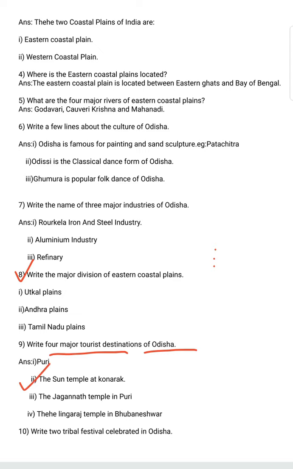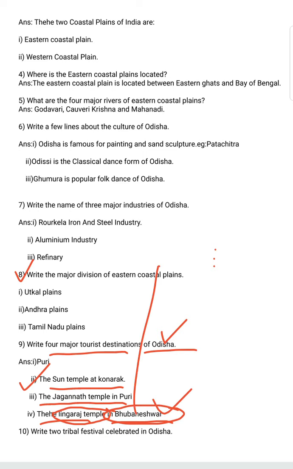So here is the first one, the Sun Temple at Konark. Next, Jagannath Temple. I think you have heard about Jagannath Temple. And the third one is the Lingaraj Temple. It is another famous temple, located in Bhubaneswar. And let me tell you one thing: Bhubaneswar is the capital of Orissa. You will write this Bhubaneswar spelling two times, okay? Important.